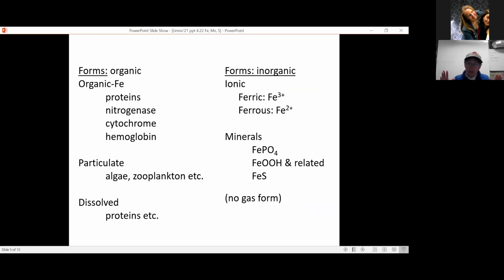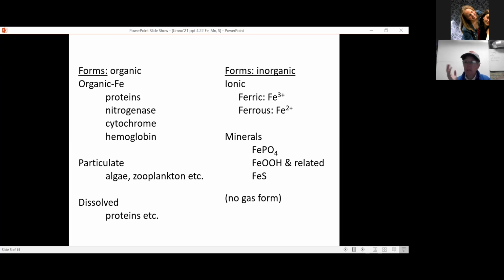You know, these big categories that limnologists like to use, particulate and dissolved. So in terms of particulate organic iron, you're talking algae, zooplankton, bits of algae, bits of zooplankton, parts of fish, right? And fish, that's particulate organic. And then organic matter can dissolve in water, and proteins can dissolve in water, and other molecules too. So those would be the dissolved organic iron.